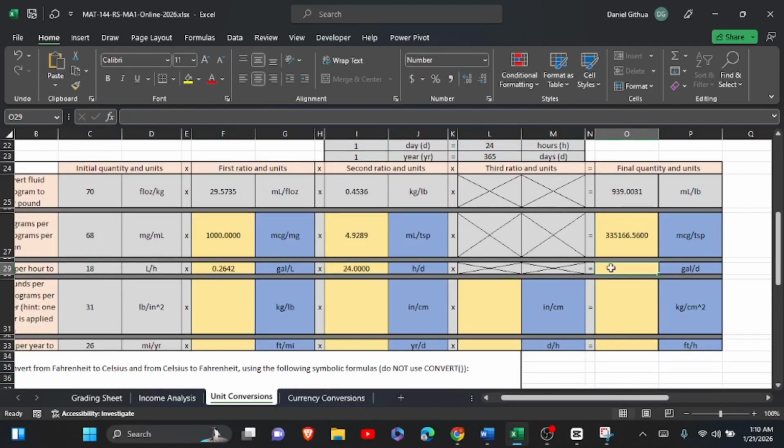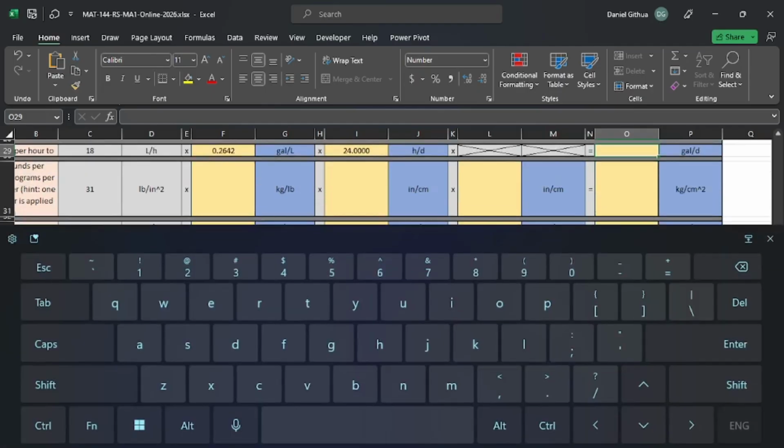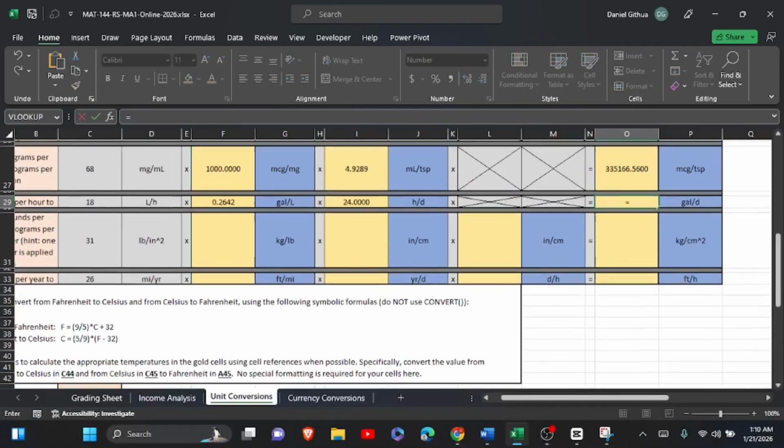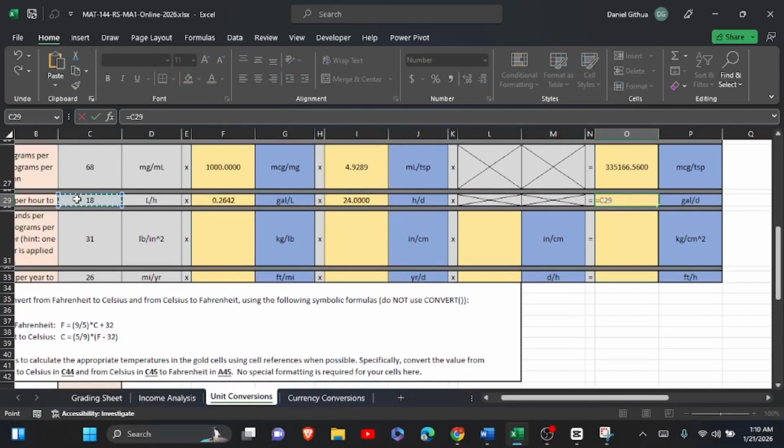The next one is the final. The final is obtained by multiplying all the values that we have. We multiply 18 times 0.2642 times 24. So it will be equal to 18 multiplied by this one and multiplied by this one. And that's our final product.